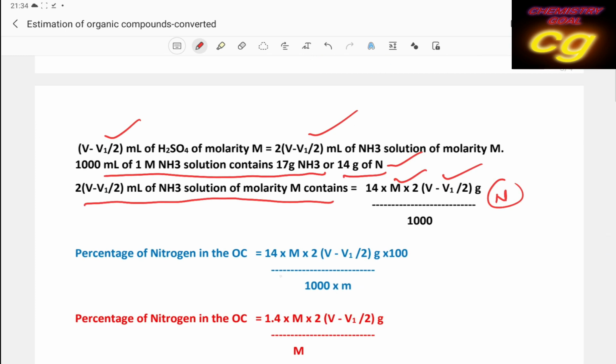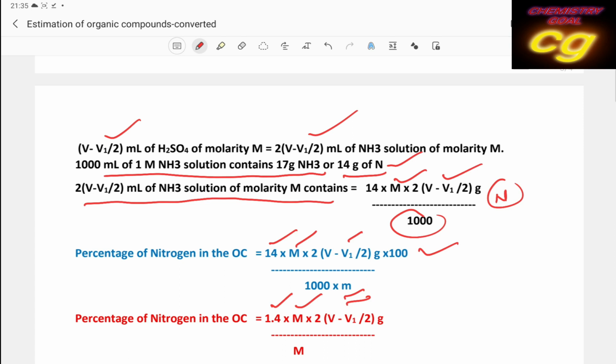We use the formula: 14 into M into 2 into (V minus V1) divided by the mass of organic compound, and the 1000 is already divided. So the same formula remains. If you calculate it in a simpler way, 100 and 1000 will become 10, so 14 by 10 is 1.4. So 1.4 into M, the molarity, into 2 into (V minus V1) by 2 into m.